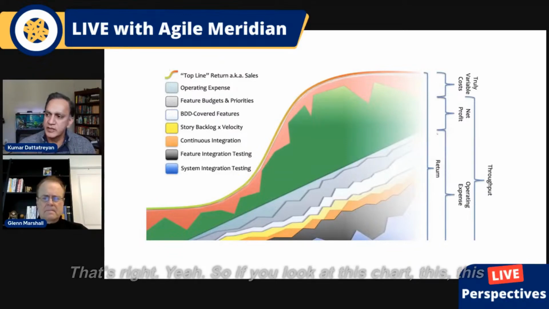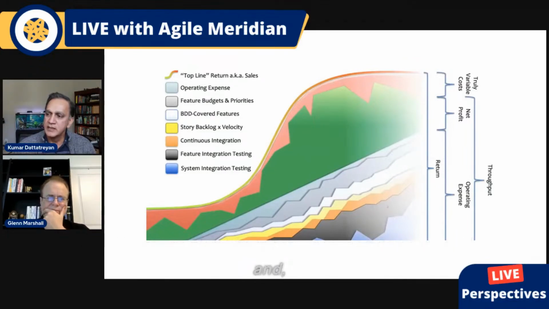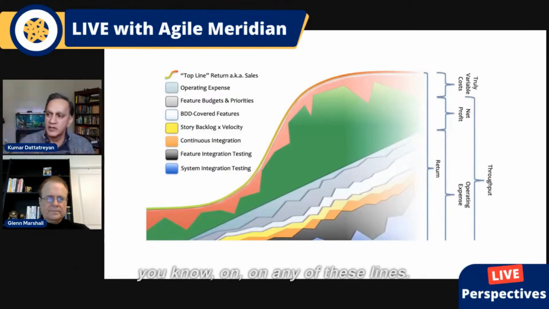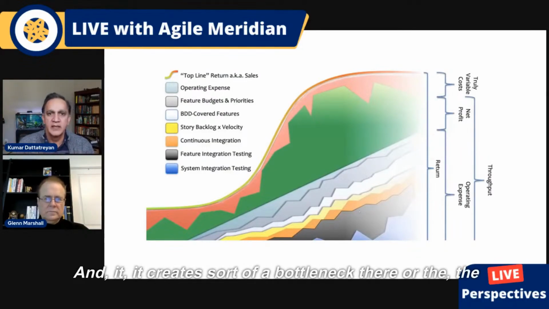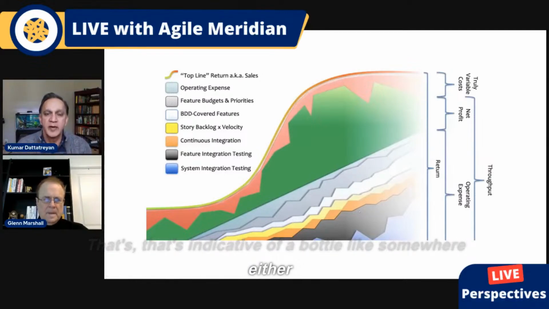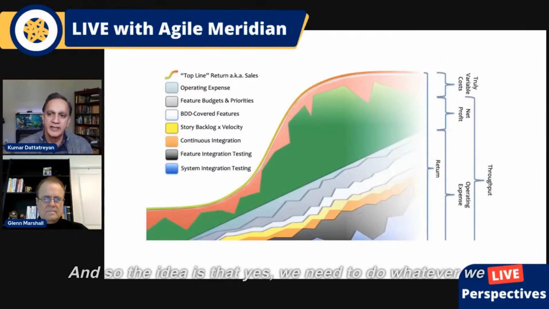So if you look at this chart, this portion of the chart here represents your costs, and the bottlenecks are of course represented where the slope of the line starts to flatten a little bit, on any of these lines, and it creates sort of a bottleneck there, or the gaps between the various things start to shrink. That's indicative of a bottleneck somewhere either before or after where it occurs. And so the idea is that yes, we need to do whatever we can to eliminate the bottleneck so that we deliver value in a consistent and predictable manner.